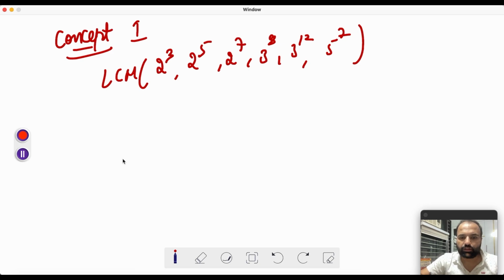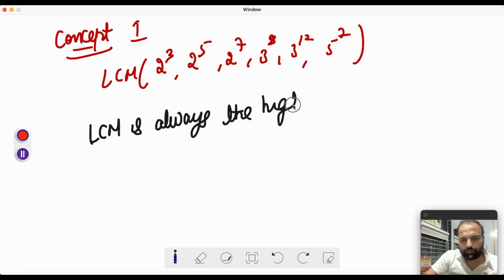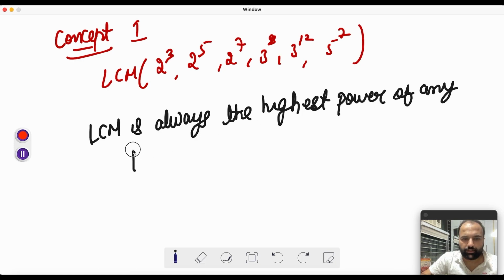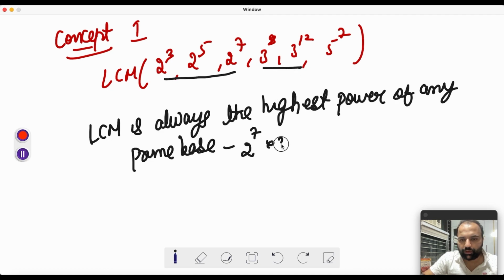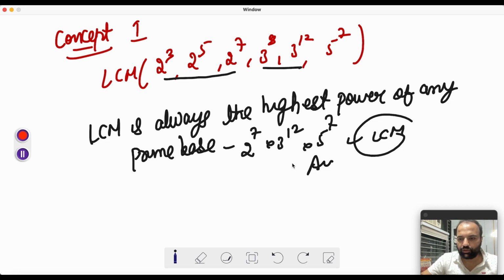So remember, the concept here is that LCM is always the highest power of any prime base. Again, remember, highest. So we see over here that in 2, the highest is 2 to the power 7. In 3, it is 3 to the power 12, and in 5, it's 5 to the power 7. So our LCM would be this. This is our answer.